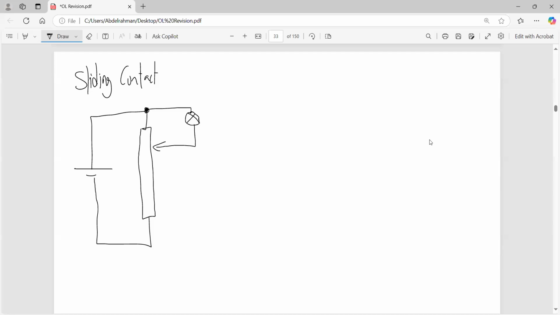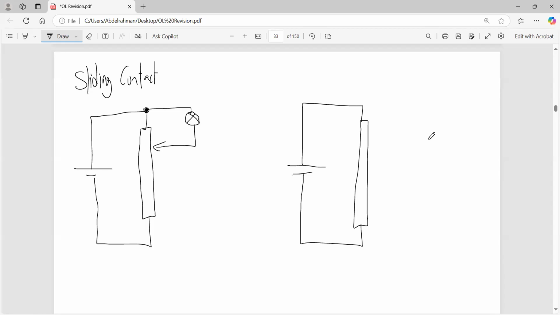Okay, I'll draw this same circuit, but with a very small tweak. You have the battery and you have the same long resistor. The tweak is that instead of the branch beginning from the top, this branch will begin from the bottom. And then you have the lamp and you have the sliding contact.